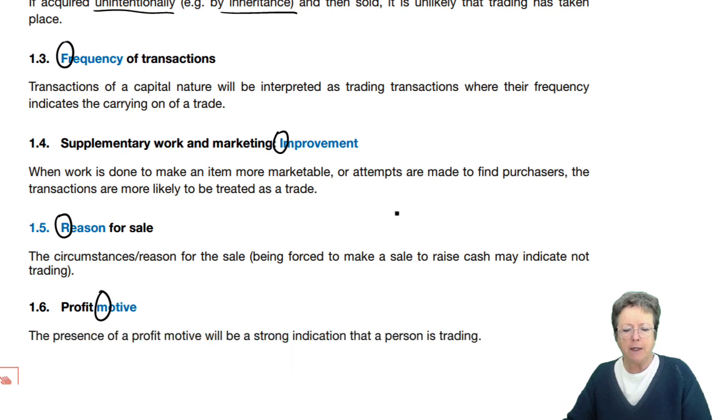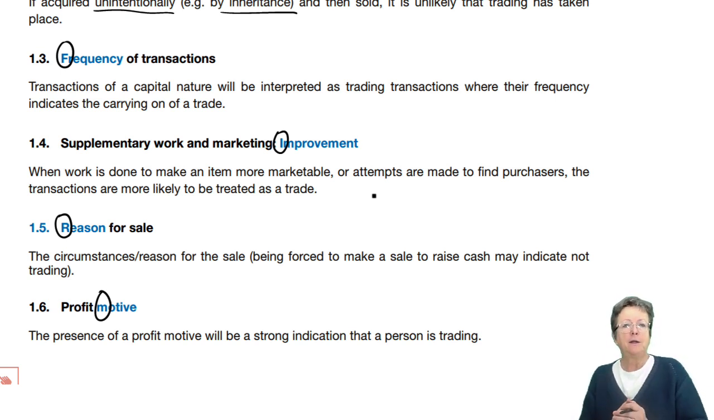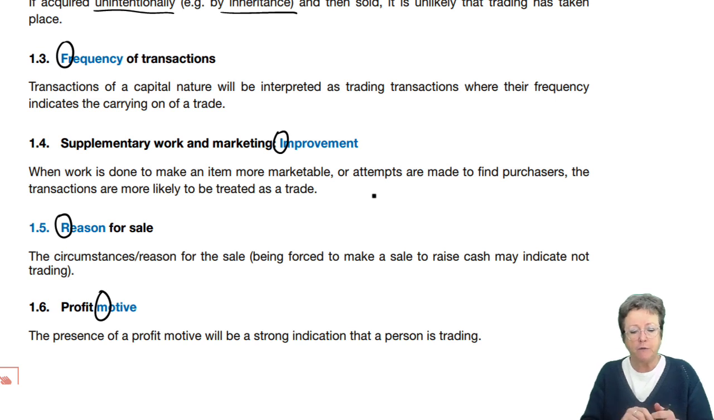Has there been any improvement? Has somebody bought something, then improved it in some way, done something to it to make it more marketable, or attempted to find, it says there, purchasers? That's much more likely to be a trade than it is to be a capital item. The reason for sale. Do they do it to make a profit, which is the second? Very much, these two are very much linked.